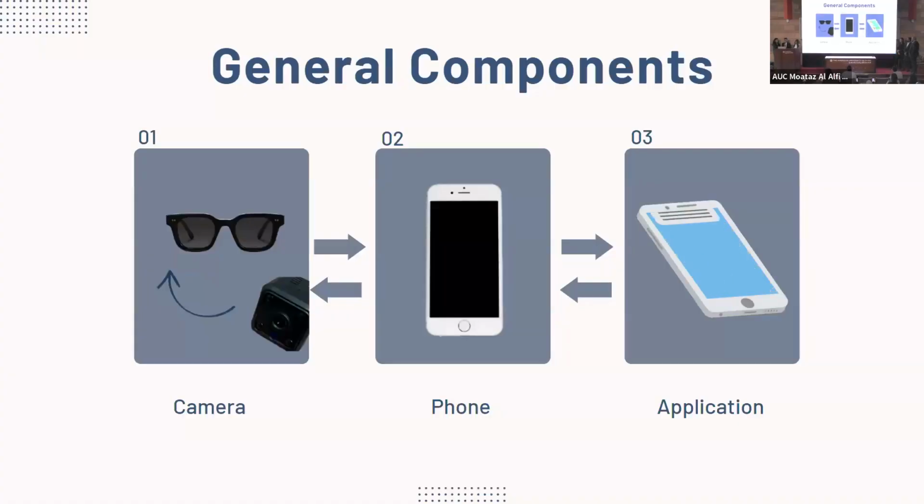And briefly, our system depends on a camera. This camera is connected to the mobile phones. And once it's connected, the user can open our app and use one of our features, whether the facial recognition or the navigation and obstacle detection.